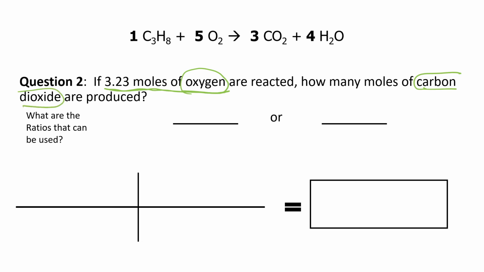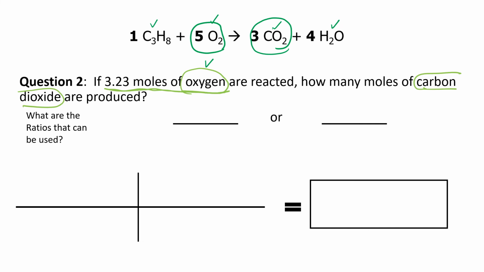are produced. Okay, so now I take a look at my balanced equation. I'm going to find oxygen. It's right here. Again, it is in the order that it was written when you saw the first slide. If you're not sure which one's which, remember this one's propane, this one's oxygen, this one's carbon dioxide, this one's water. So in the question, we mentioned oxygen. There it is. That's why I'm circling it. The other one that was mentioned was carbon dioxide. So that's why I'm circling that one.